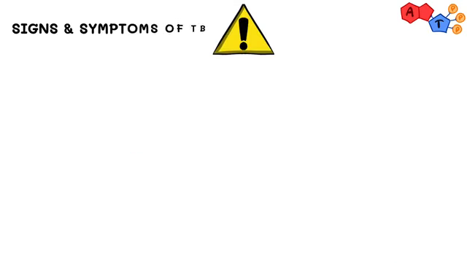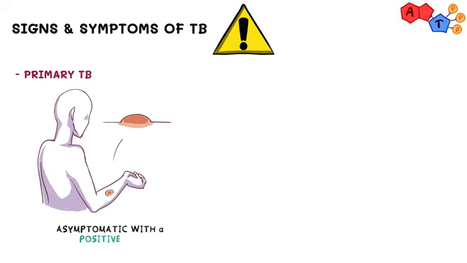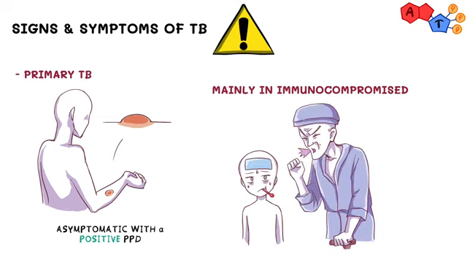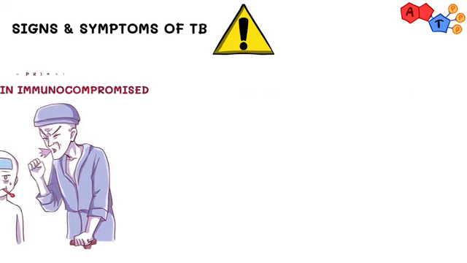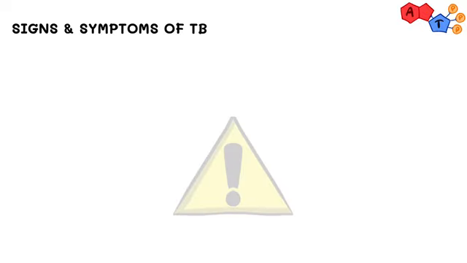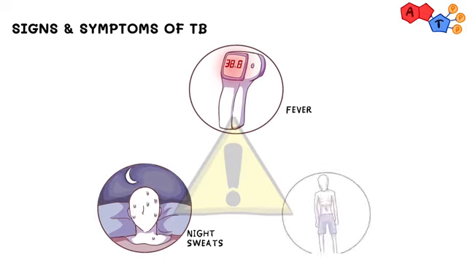Moving on to clinical signs and symptoms of TB. Primary TB is usually asymptomatic, but leads to a positive PPD test. It happens mainly in people who have an ineffective immune response, like kids and patients undergoing chemotherapy. TB has a triad of symptoms: fever, night sweats, and weight loss.